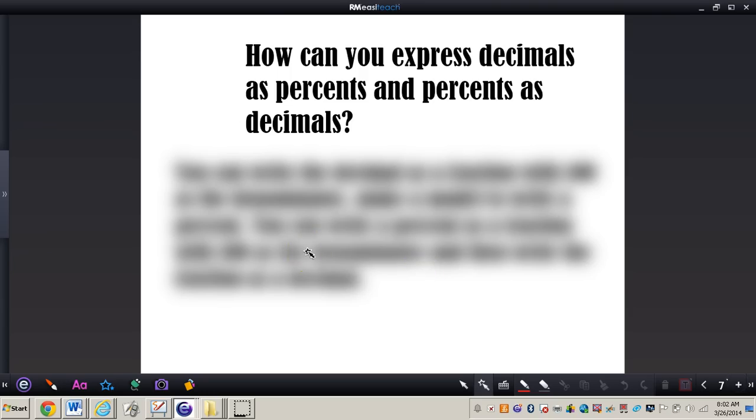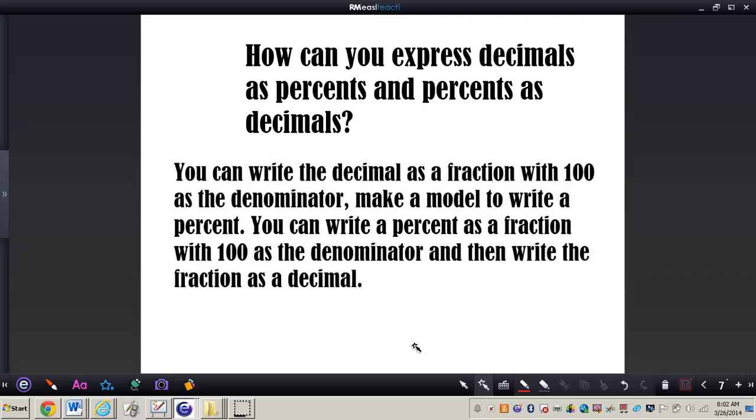Okay, let's go back to our essential question. How can you express decimals as percents and percents as decimals? A couple things that we unlocked here. You can write the decimal as a fraction with 100 as the denominator. Make a model to write a percent. You can write a percent as a fraction with 100 as the denominator, and then write the fraction as a decimal. And then also we talked about moving the decimal: if it's already a percent, we move the decimal 2 places to the left, changing it to a decimal, or if it's a decimal, 2 places to the right to change it to a percent.